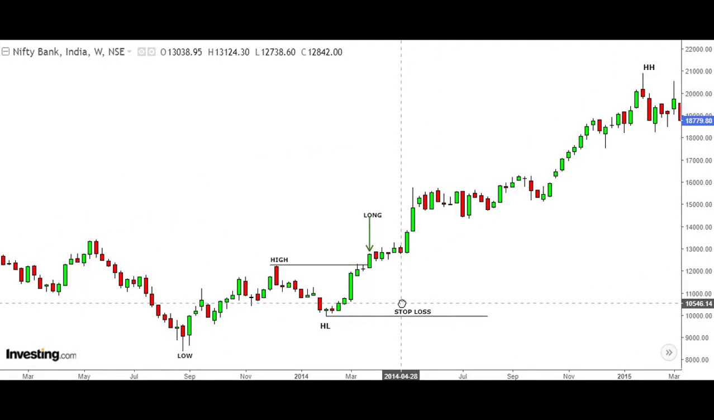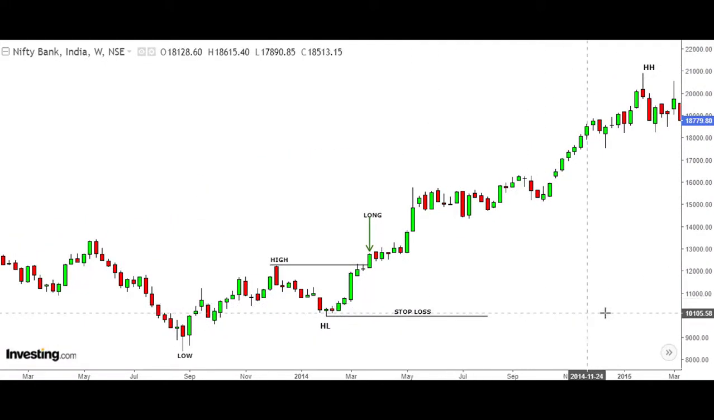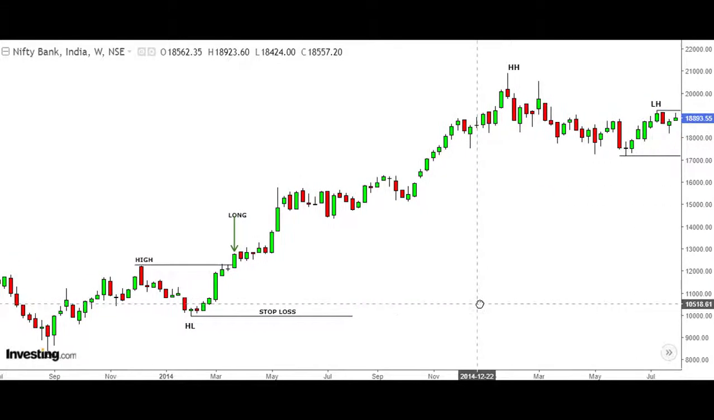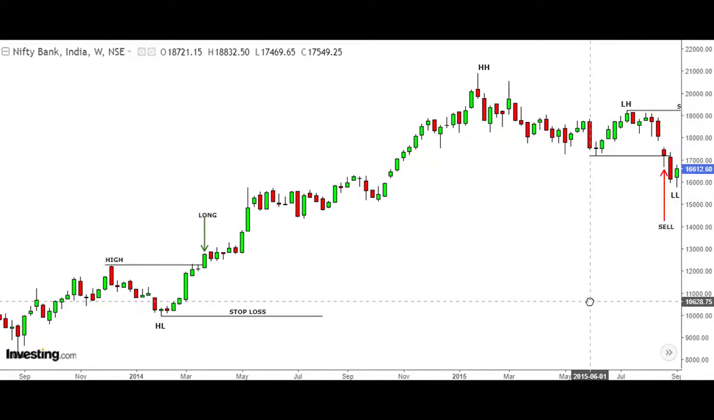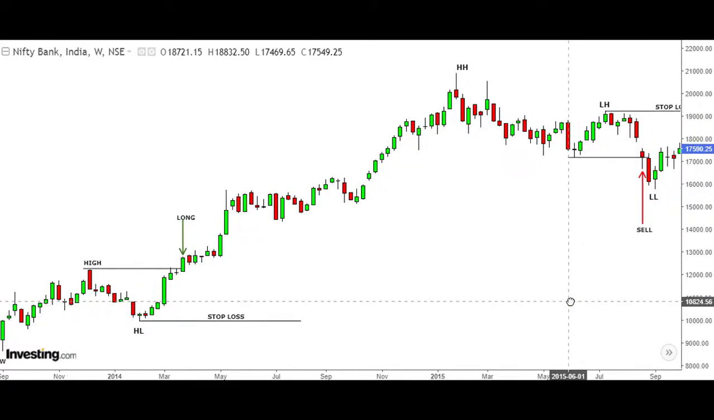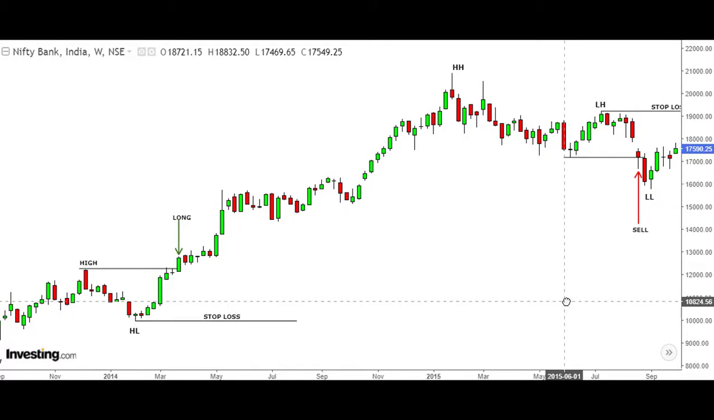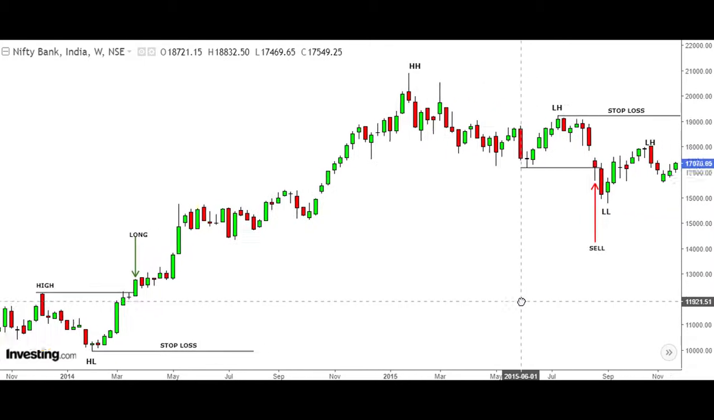And then the index slips and now makes a lower high. We should not be shorting, but this is a caution signal. The index slips further and makes a lower low. This is the time you cover your positions or short the index with the stop at the recent lower high. The index kept slipping and made a low of 13,500.